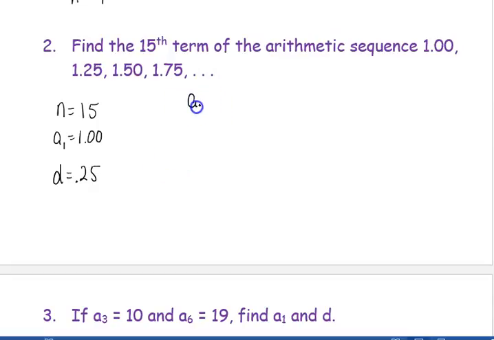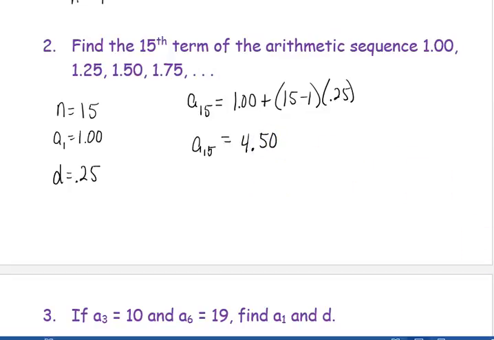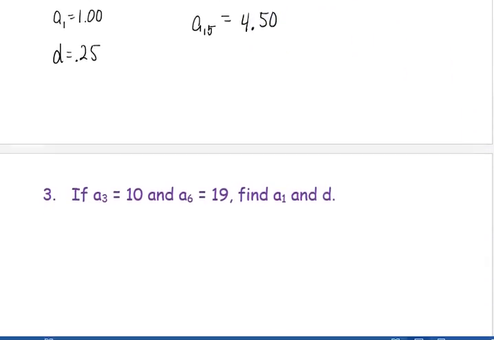If I plug that into my formula, I have a sub 15 equals 1.00 plus n minus 1, so 15 minus 1, times d, which is 0.25. And again, all you have to do is plug that straight into your calculator and you get 4.50. Alright, third example.